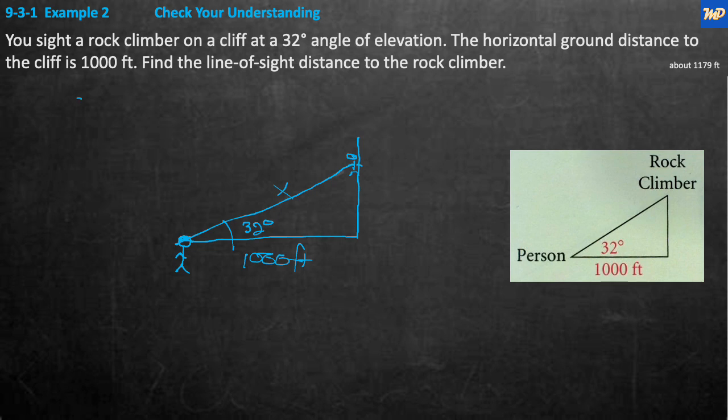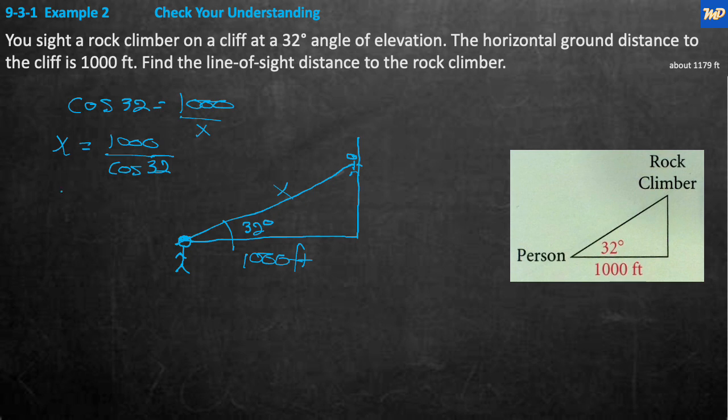So what we're looking for is the cosine of 32 degrees is equal to 1,000 over x. So we want to solve for x. So we're going to swap these two, and we're going to say that x is equal to 1,000 feet divided by the cosine of 32. Okay, and that answer is what? Let's see, I can get my calculator here. I'm going to say the cosine of 32 degrees is, I'm going to write it in here.